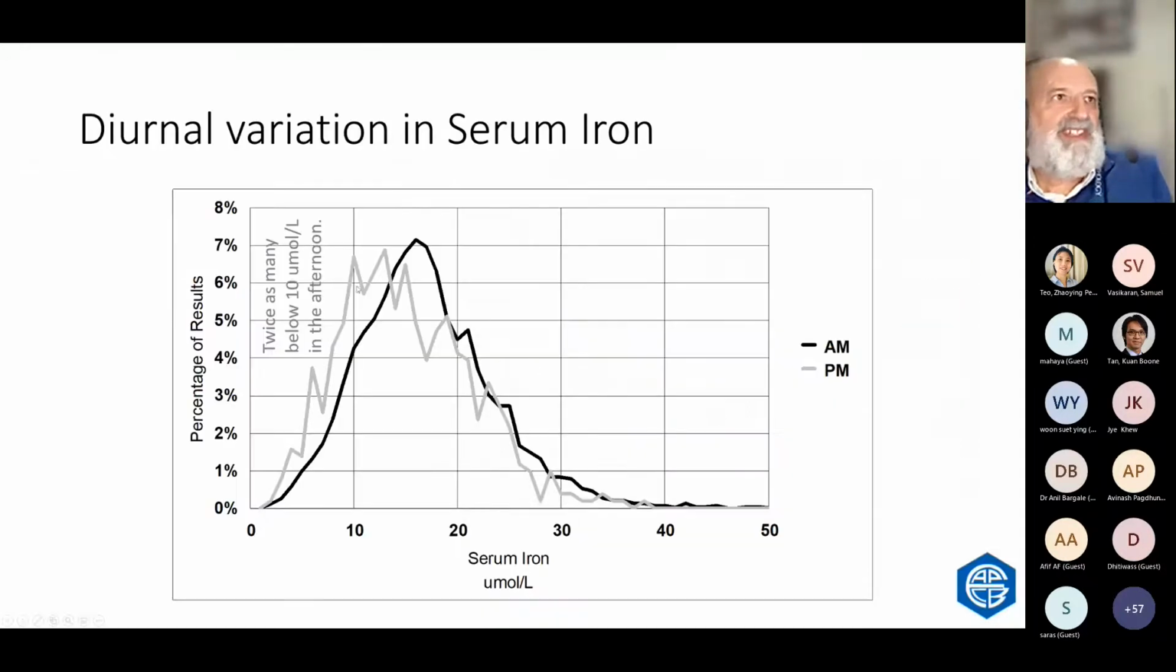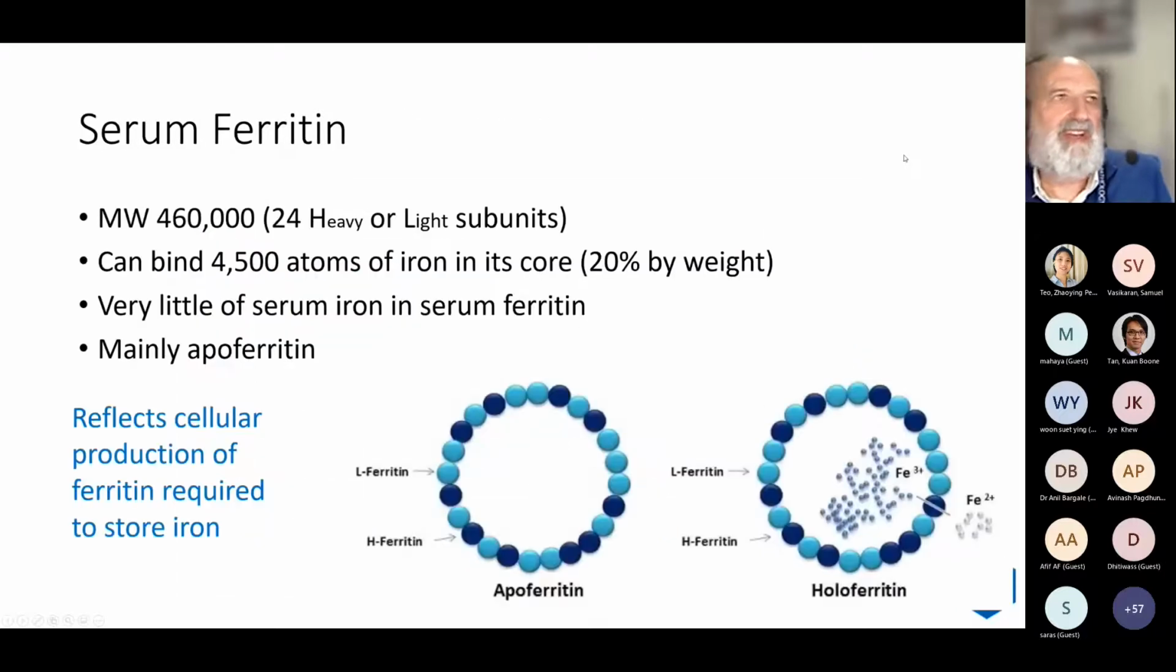And here's just some data from our lab. So the likelihood that you'll get a serum iron below 10 is twice as likely if you take the sample in the afternoon compared to the morning. So that needs to be considered. And that's one of the reasons why serum iron and saturations are so lousy, because they can just be affected by the time of the day.